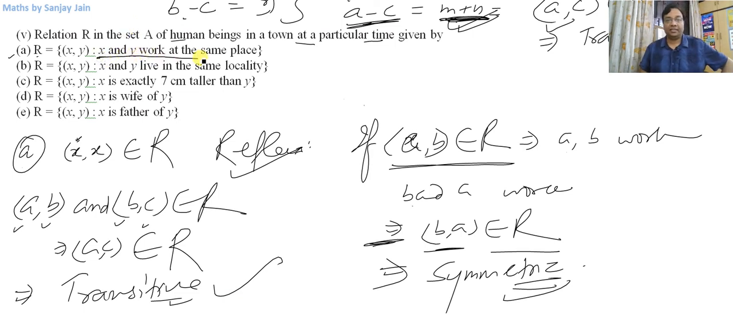Okay, x and y work at the same place. This is the definition of this relation. So everybody works at the same place as himself. That means it is reflexive. If a and b work at the same place, then obviously b and a will work at the same place. So that means this relation is symmetric. If a and b work at the same place and b and c also work at the same place, then for obvious reasons a and c will work at the same place. Hence this is transitive. So for the first part, or this eighth part, this relation is reflexive, symmetric as well as transitive.